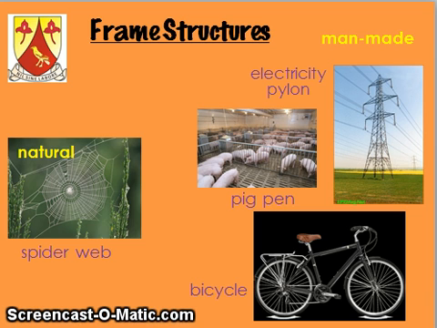So shell is hollow, you can put things into it. Frame is lots of beams put together, joined together. In nature, we think of the spider web, okay? Lots of pieces of the spider web silk that's joined together to make a beautiful pattern. Man-made, we're thinking of a bicycle. Think of all the rods that get put together to create the frame of a bicycle. The electricity pylons, those big electricity poles, okay, those big metal structures. A pig pen, okay, if you think of a fence, lots of pieces put together to enclose the pigs in the pen.